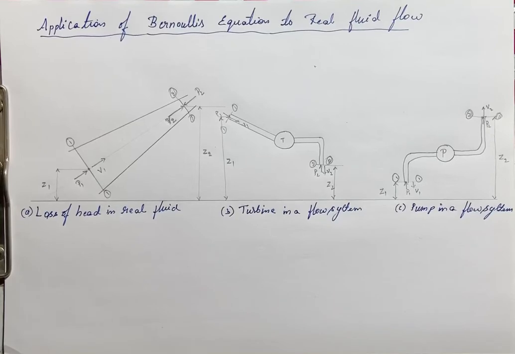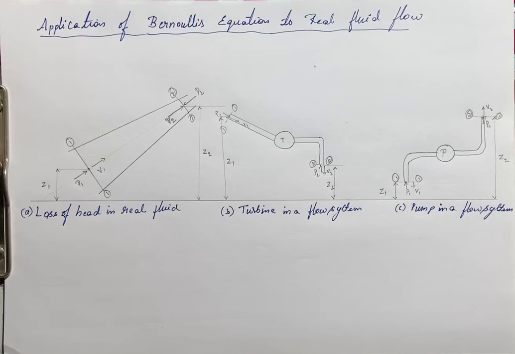The major limitation in Bernoulli's theorem is that the fluid used is ideal, that is frictionless and incompressible. So the only forces present are the pressure force and the gravitational force. The next limitation is that the fluid is steady and continuous. It is also one-dimensional flow. But in actual conditions, this is not the case.